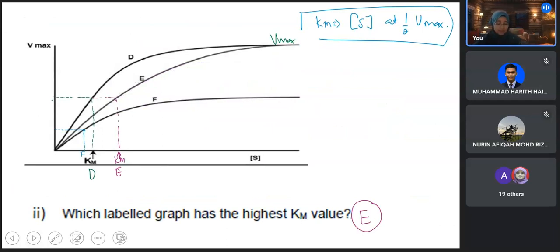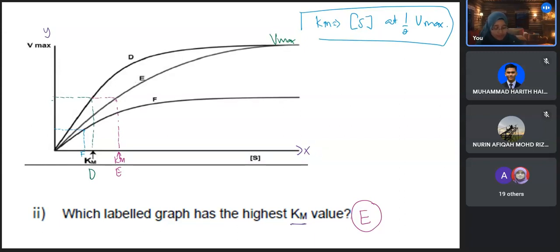Okay, so next question, which labeled graph has the highest Km value? What is Km? Michaelis-Menten constant, which shows you the substrate concentration at half Vmax. The substrate concentration is on the x axis, right? So Km is the Michaelis-Menten constant, which is the substrate concentration at half Vmax, half maximum velocity.